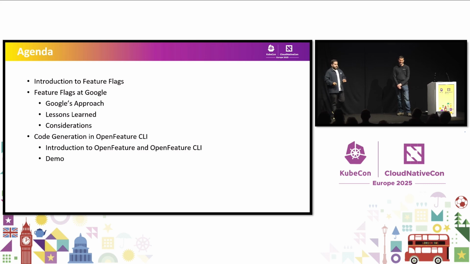Just to walk you a little bit through the agenda: for those of you who don't know what feature flags are, I'm going to talk a little bit about them. I'm going to talk about how we are using feature flags at Google, our approach, a few lessons that we've learned along the way, and some findings that we thought would be useful to share with everybody. And then Mike is going to walk you through the code generation OpenFeature CLI, the thing we're here to show you today. Stay tuned until the very end to find out how you can use it, and even more importantly, how you can also contribute to it if you like what you see here.